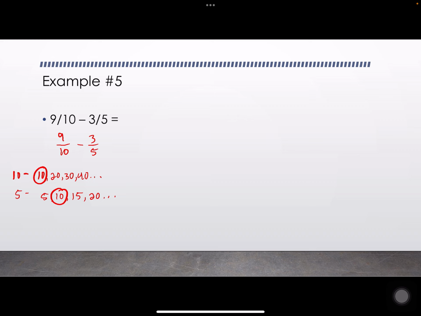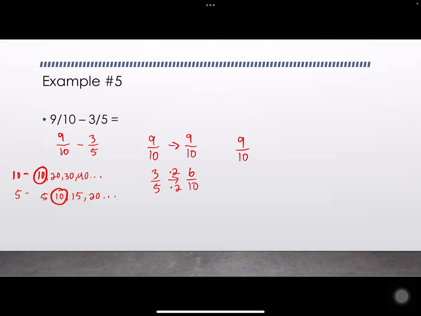So then we use our golden rule again. We have 9/10 and 3/5. We're turning those into something over 10. This one didn't change on top. This one we had to multiply by 2 to get to 10, so we do the same thing to the numerator to get 6/10.